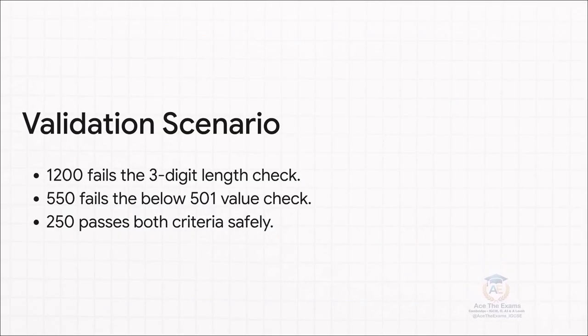Let's test this logic out with some normal and extreme data to see our armor working in real time. Imagine our scenario requires a 3-digit number strictly below 501. User inputs 1200. Boom, rejected. It immediately fails the 3-digit length check. Next, the user tries 550. Well, it passes the length check, but fails the value check because it's over the 501 limit. Finally, they input 250. It perfectly passes the length criteria, confidently passes the value criteria, and is safely allowed through to the calculation phase. That right there is robust, multi-layered validation acting exactly as it should.